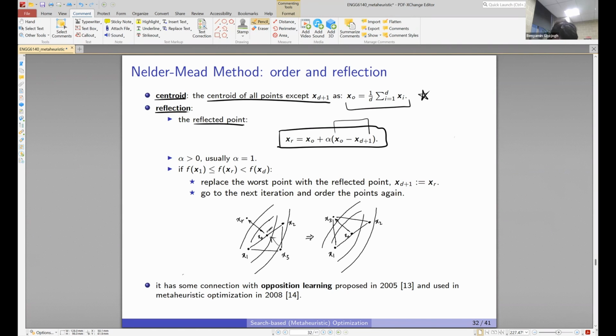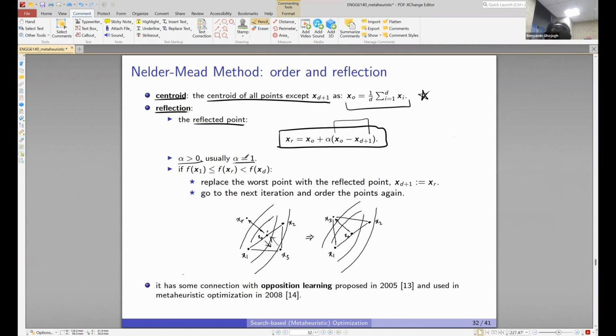So starting from this point, not from this point, go in this direction. And alpha should be positive. Why? Because I want to go to the other side of the simplex. That's why it's called the reflected point. If alpha is negative, I will go toward the inside of the simplex. That wouldn't be the reflected point. So I want to go to the other side, therefore alpha is positive, and alpha is usually set to 1.